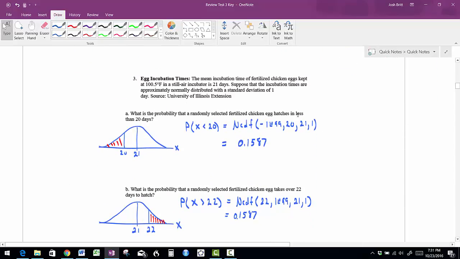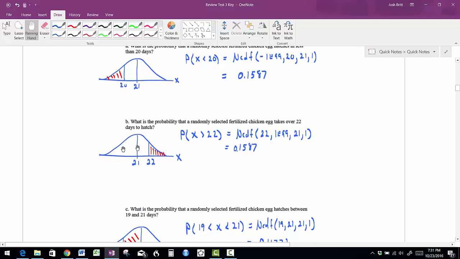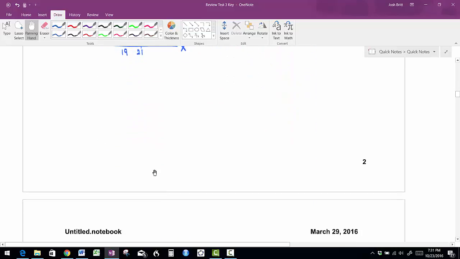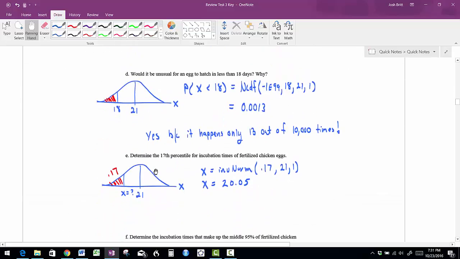Alright, so incubation times, you'll write the normal, write the mean in the center, use normal CDF, lower bound, upper bound, mean, standard deviation for these here. Over 22, more than 22, and between, got the solution there.